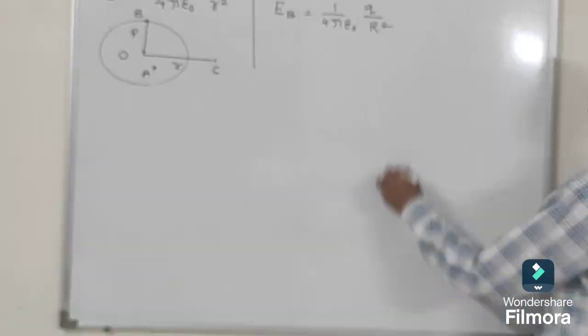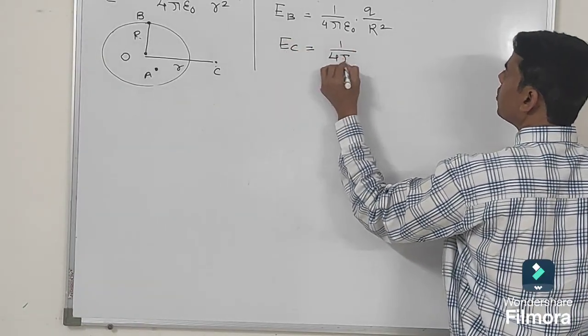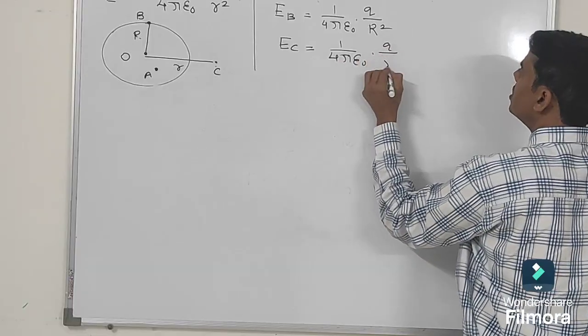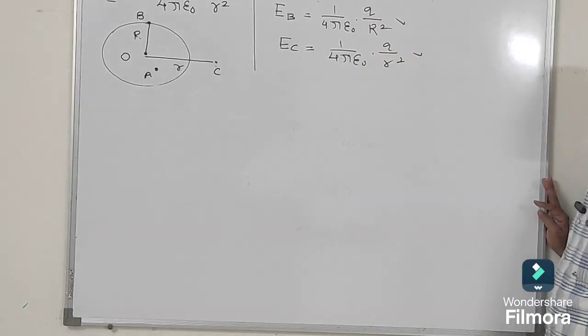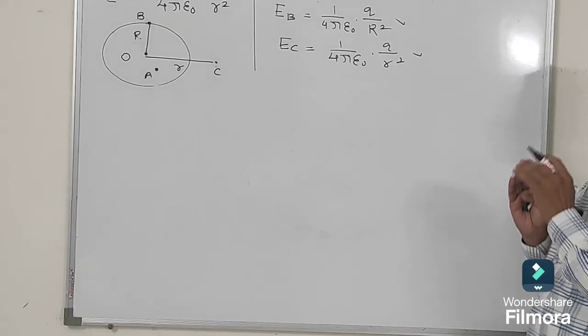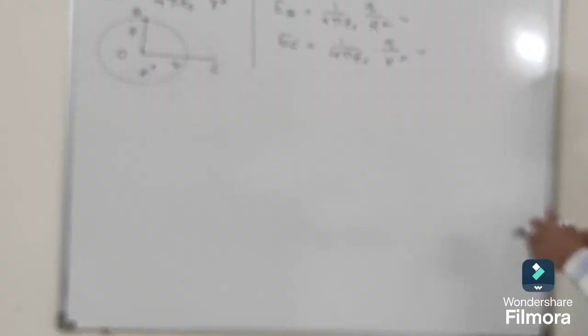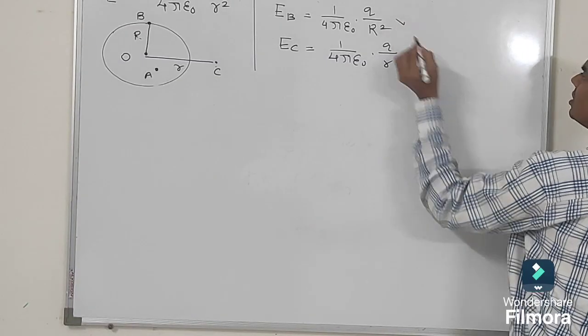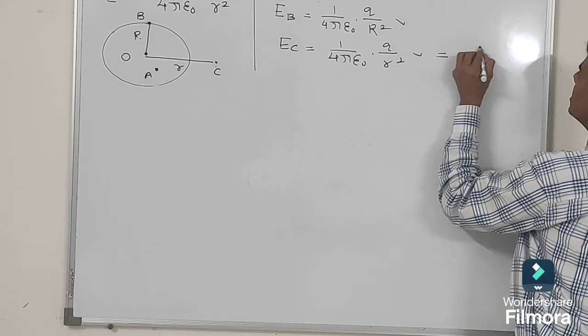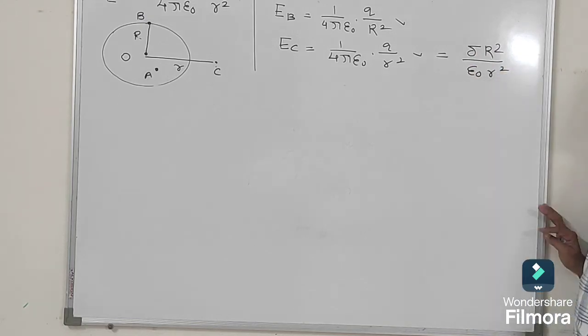This is an important formula. Outside the charged sphere, E is 1 upon 4 pi epsilon 0 Q upon small r square. This is the general formula for electric intensity at any point situated on the surface or outside the surface. Inside it is 0. We can write this formula in another notation: sigma capital R square upon epsilon 0 small r square.